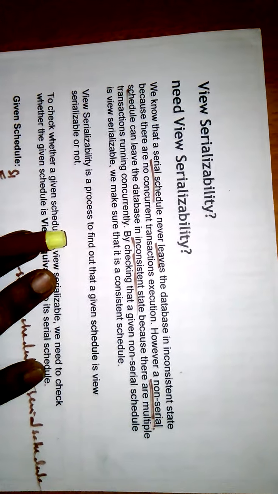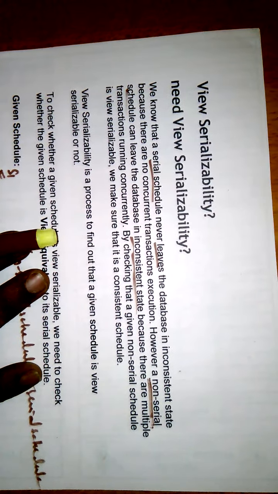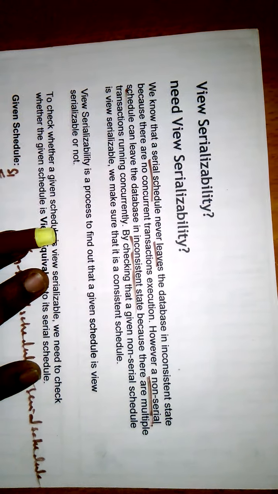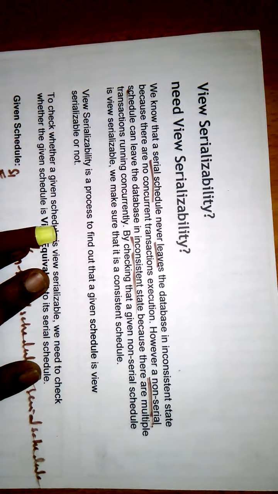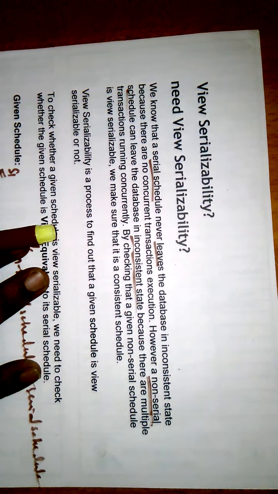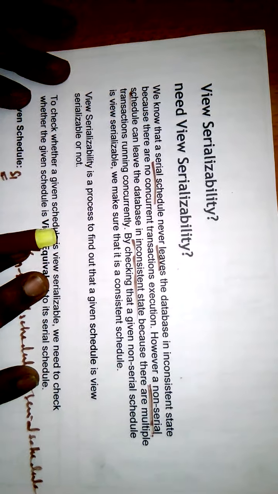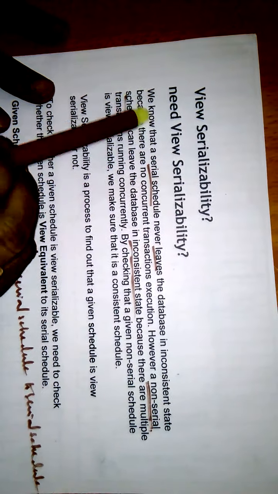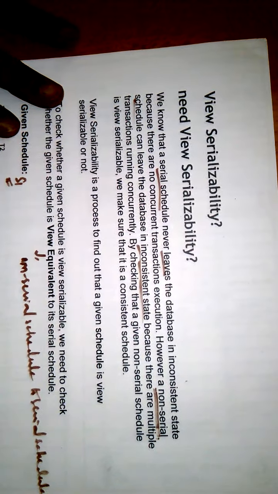Okay, we already learned what serializability is. Serializability means we have to check whether a non-serial schedule leaves a database in an inconsistent state. Serializability is of two types: conflict serializability and view serializability. Already I explained conflict serializability, and in this video I'll explain view serializability.